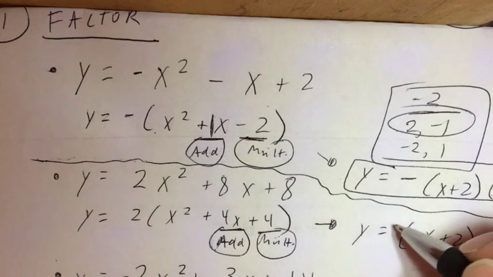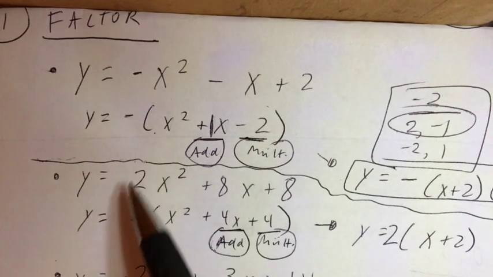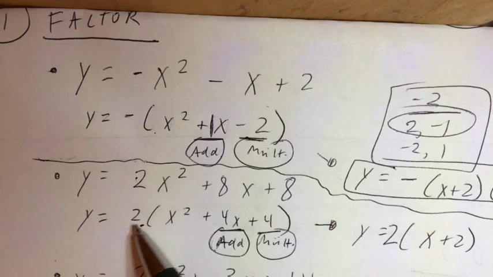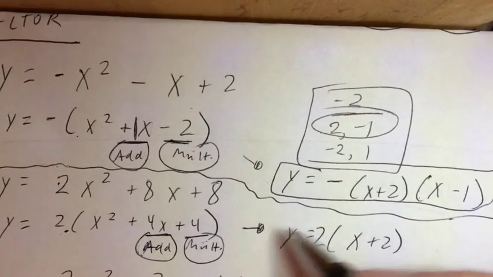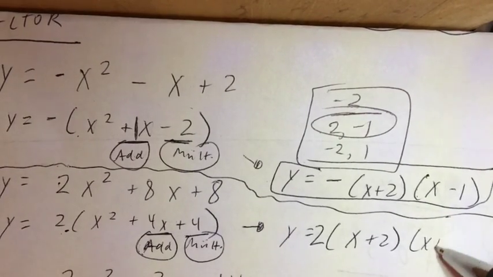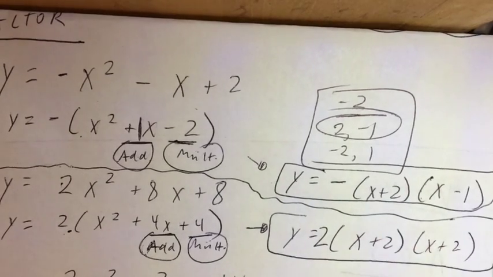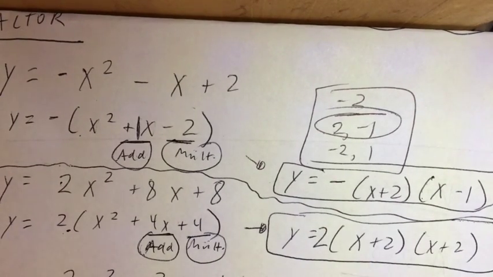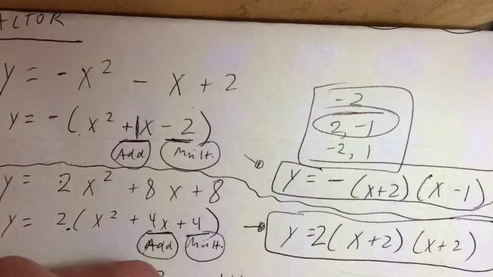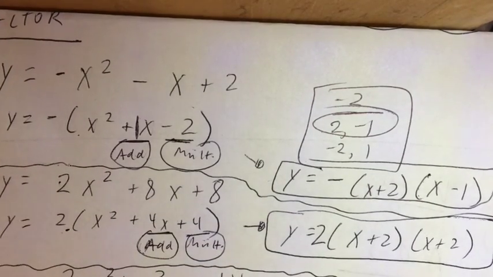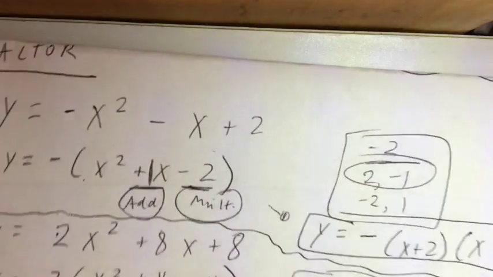What did I miss? I missed the 2 out front, right? Never forget that 2, wherever it was, you know, you factored it out at the beginning, so you can't just leave it. 2 times x plus 2 and another x plus 2, okay? Again, this would be basically converting from standard to intercept form, but I'm just making sure you know that you better be able to factor on this test, okay?